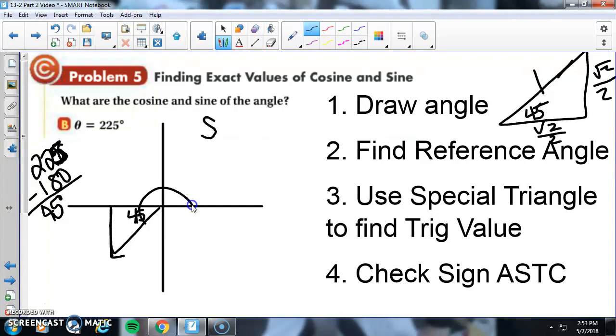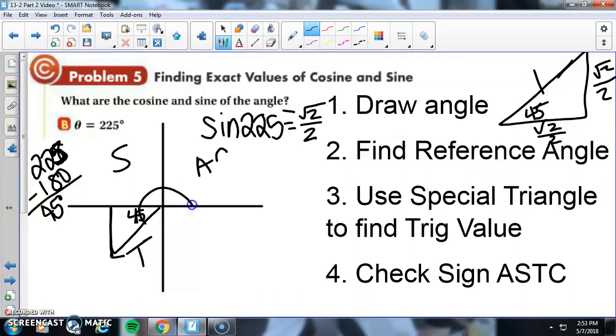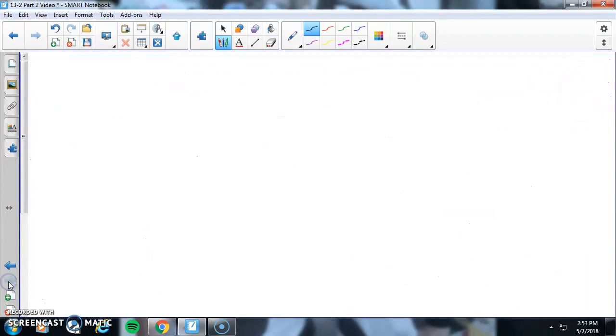The sine of 225 degrees is equal to the sine of 45 degrees, which is root 2 over 2. And then All Students Take. Since theta is in the third quadrant, that means sine is negative, and cosine of 225 is equal to negative square root 2 over 2. All Students Take, once again, tangent is positive, therefore cosine is negative. That's all.